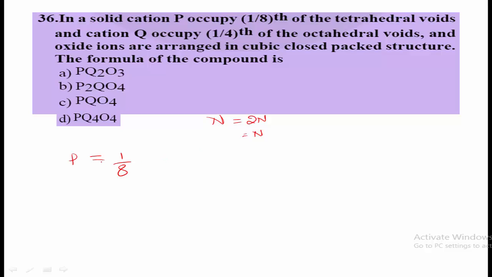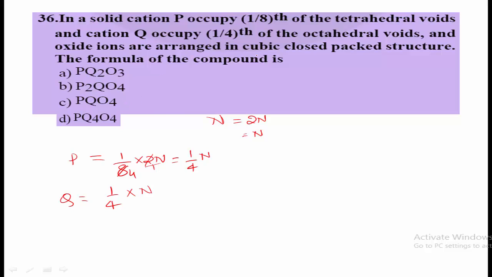Therefore, P will occupy 1/8 of tetrahedral voids, that is 2n. Let us write it as in general 2n. Now, Q occupies 1/4 of octahedral voids, so the number of particles will be n. Simplify this: 2 ones are 2, 4 twos are 8. How much will you get? 1/4 n, and this is also 1/4 n.